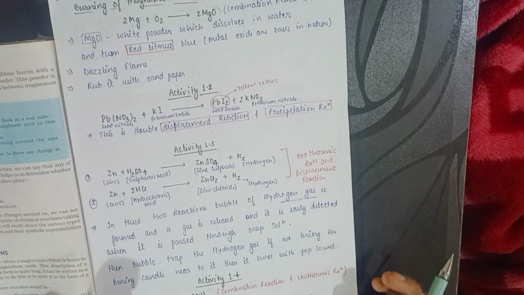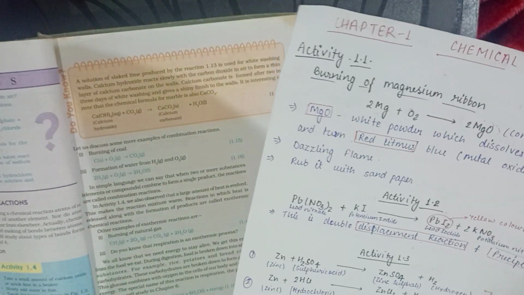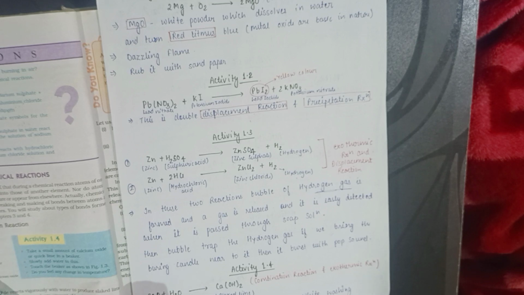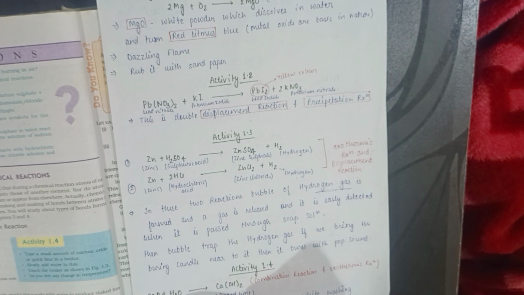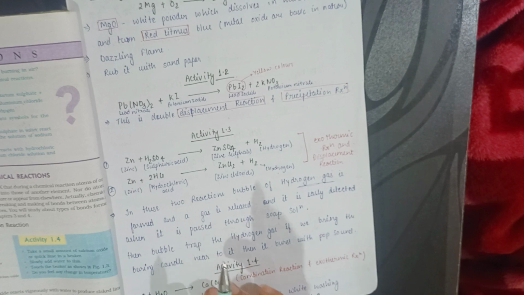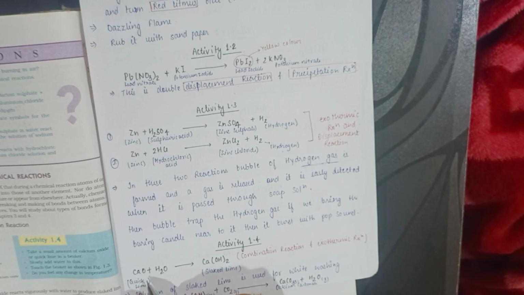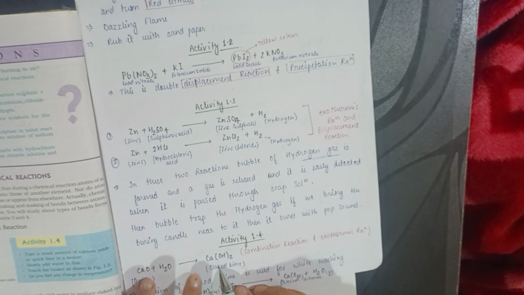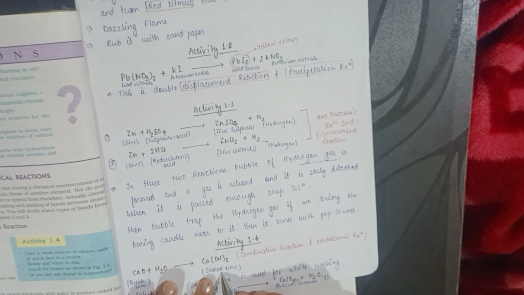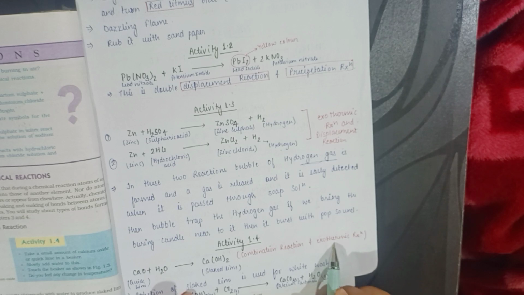Now we discuss activity 1.4. In this activity we take a beaker, and take a small amount of calcium oxide or quicklime in it and slowly add water. Calcium oxide is also known as quicklime. When it reacts with water, it gives Ca(OH)2, slaked lime. This is a combination reaction, as two reactants combine to form a single product. Heat is released during the formation of slaked lime, so it is an exothermic reaction.